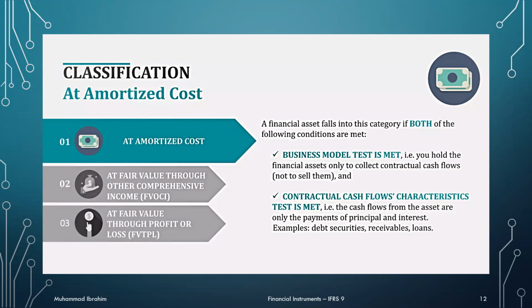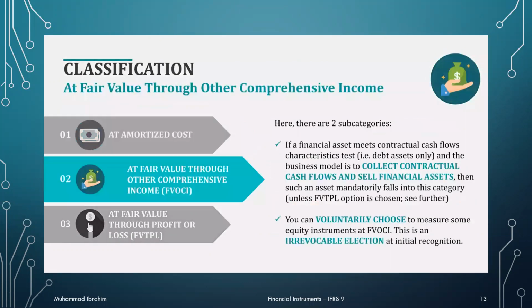Okay, on the next slide, how can we classify the financial asset at fair value through other comprehensive income? Fair value through other comprehensive income has two subcategories.